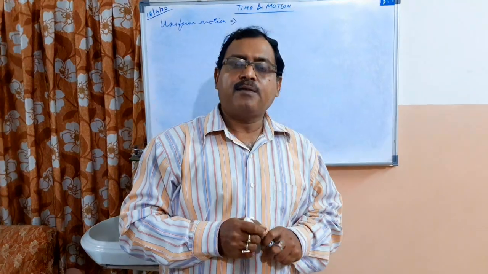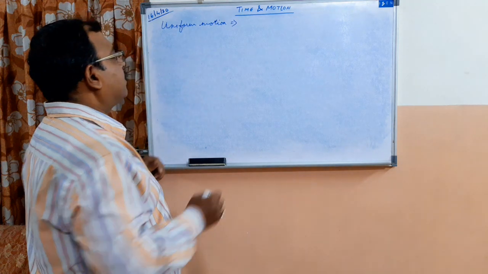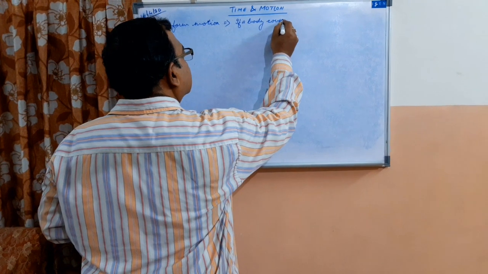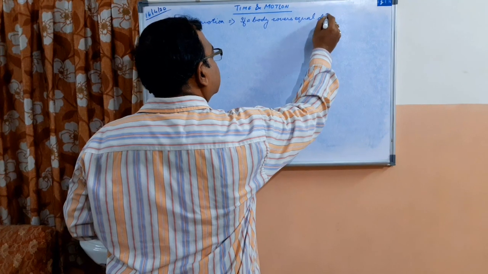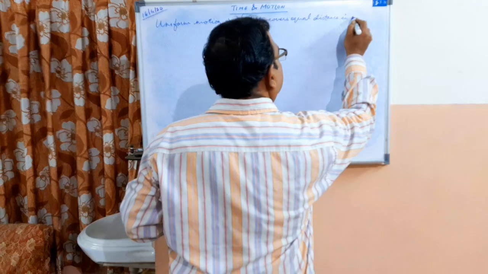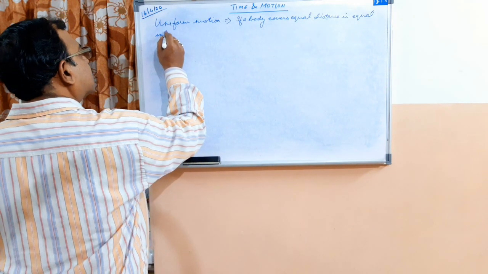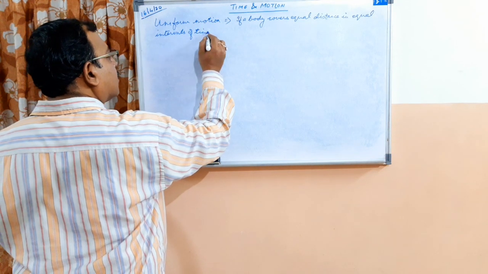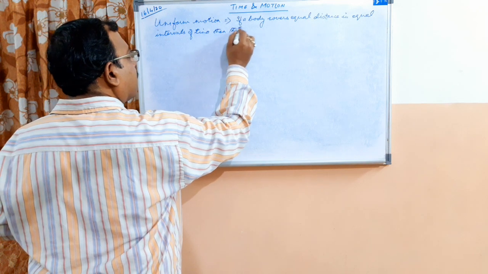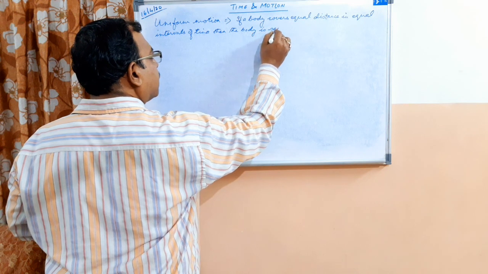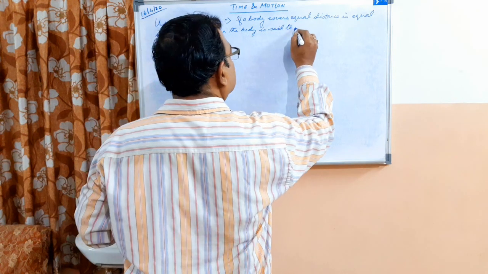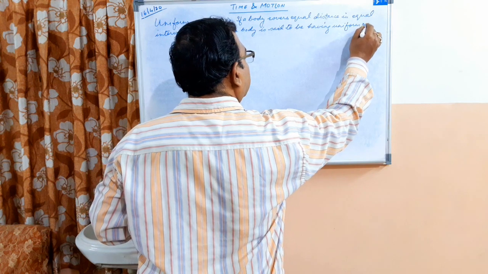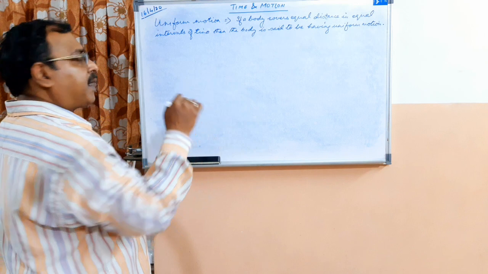Welcome back, children. Today we will do uniform motion. If a body covers equal distance in equal intervals of time, then the body is said to be having uniform motion.